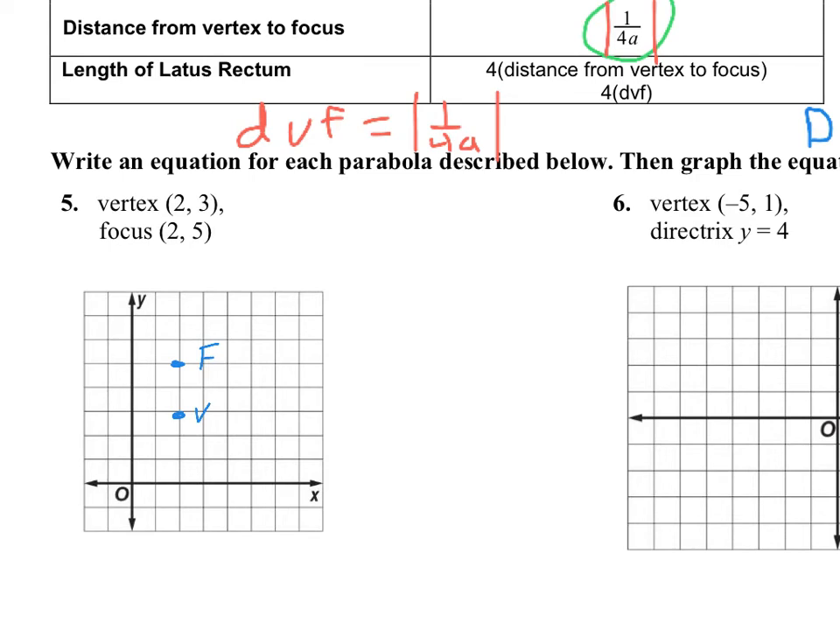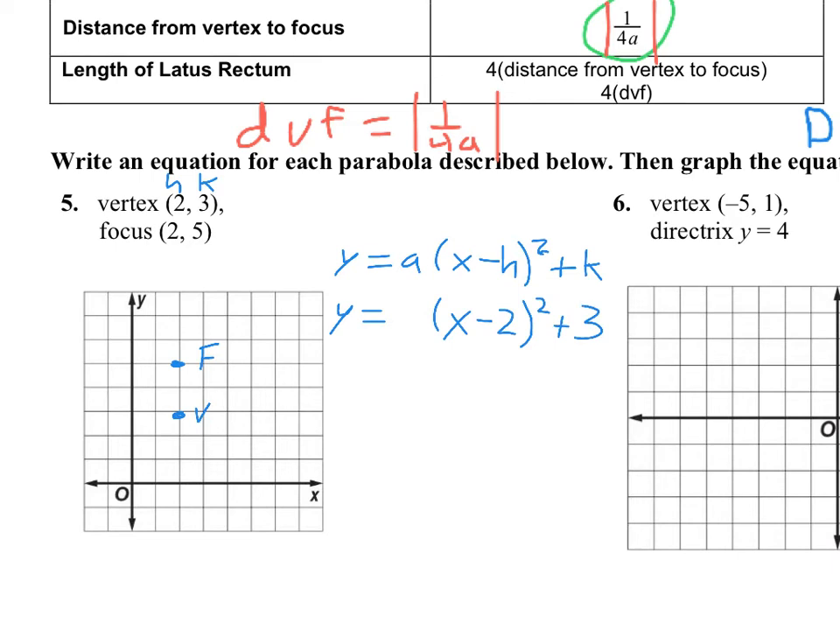Alright, so the equation of a parabola is y equals a(x minus h) squared plus k. Now we already know h and k because the vertex has the coordinates (h, k). So this is going to be y equals... and whenever you're writing the equation, the only letters that should be in your final answer are x and y. So you need to plug in for a, h, and k. So I'm going to write (x minus 2) squared plus 3.